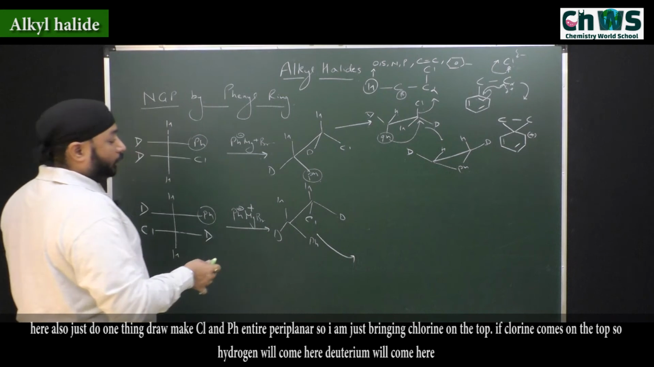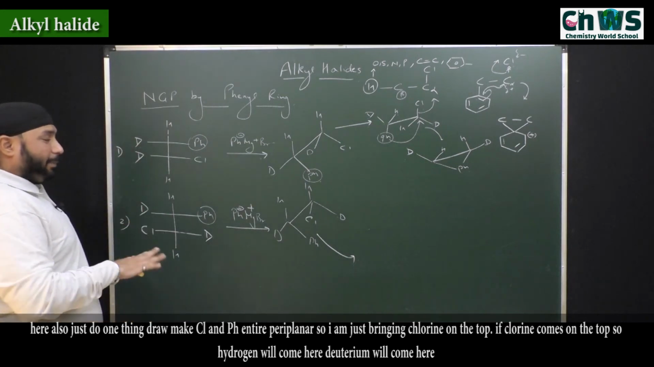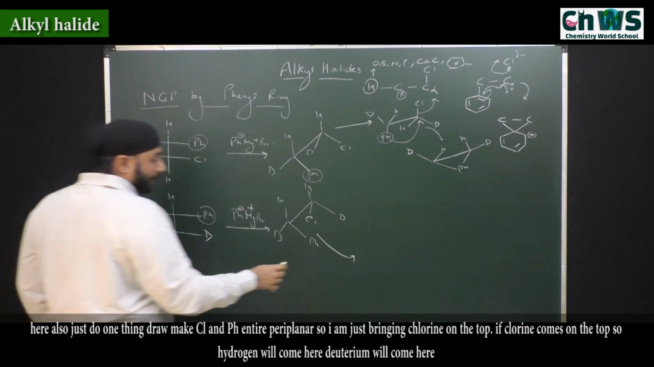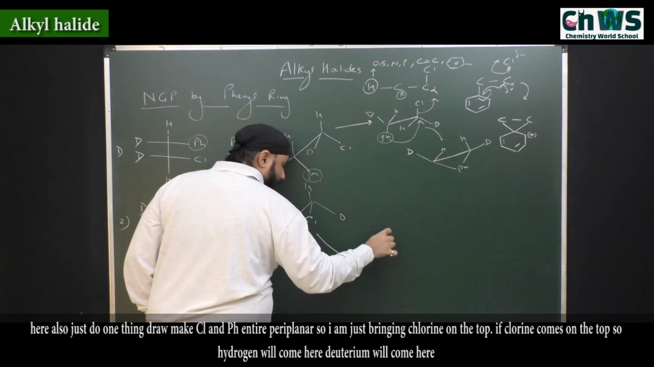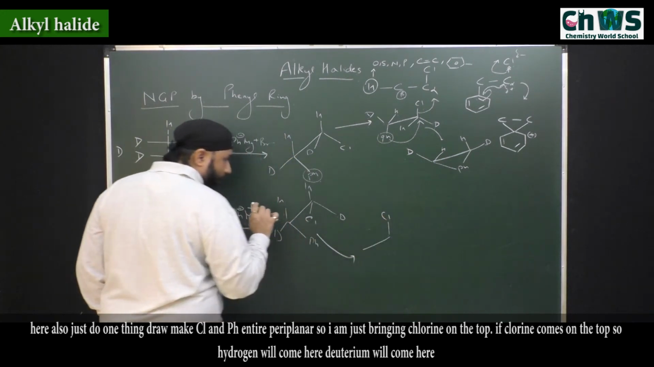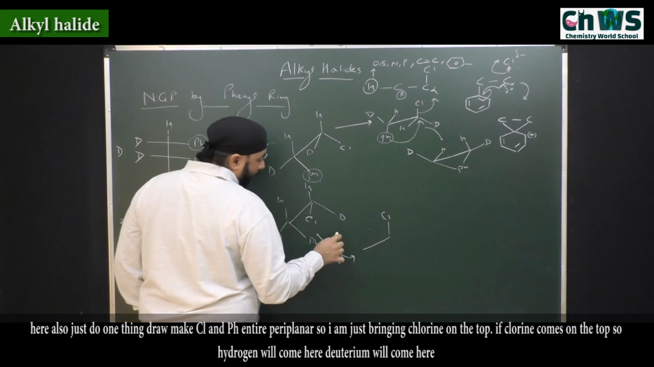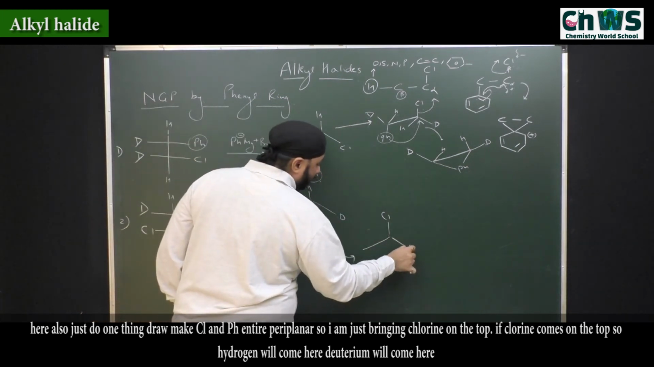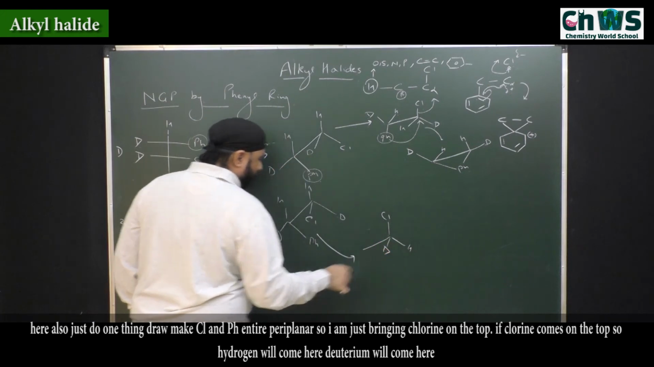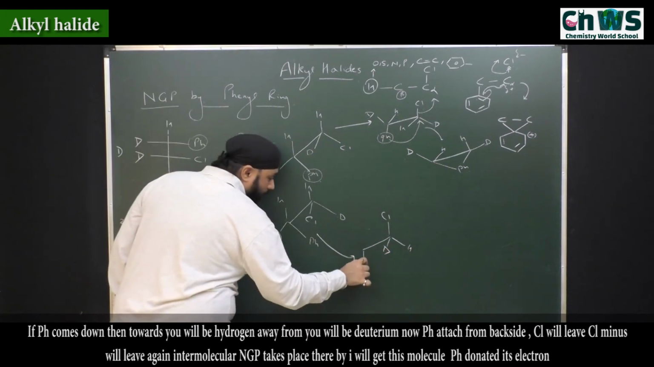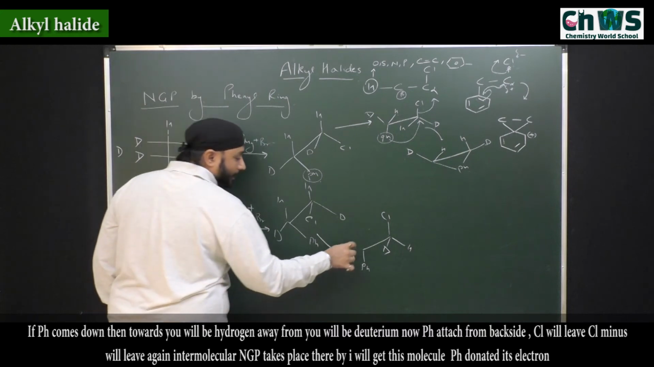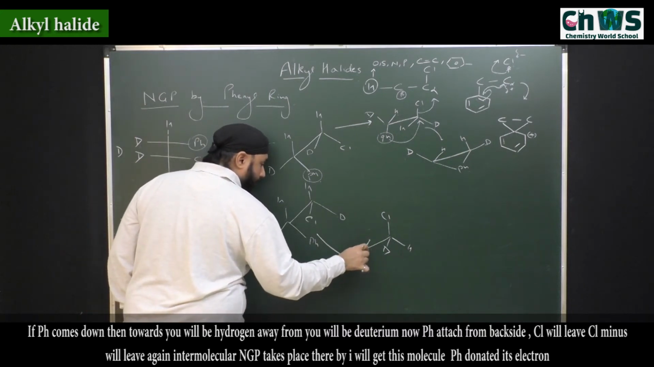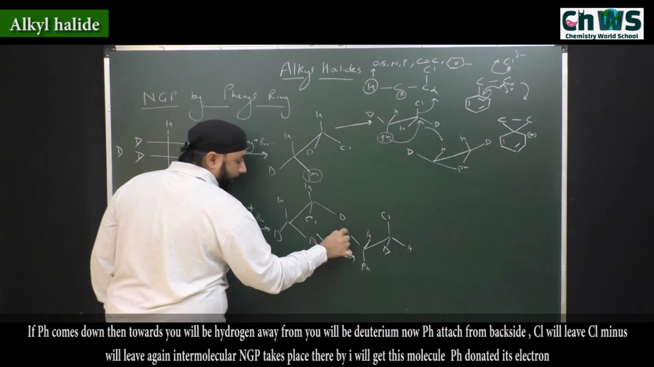Draw, make Cl and Ph anti-periplanar. So I'm just bringing chlorine on the top. If chlorine comes on the top, then I will just bring chlorine over here. So hydrogen will come here, deuterium will come here. If Ph comes down, then towards you will be hydrogen, away from you will be deuterium.